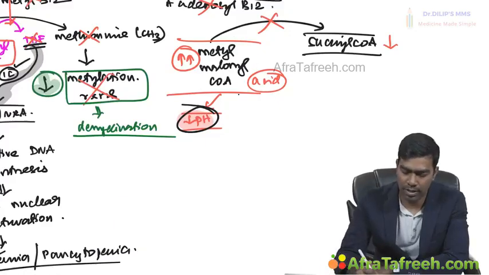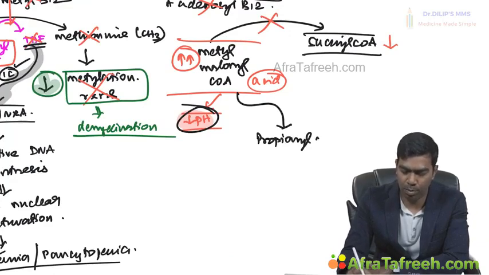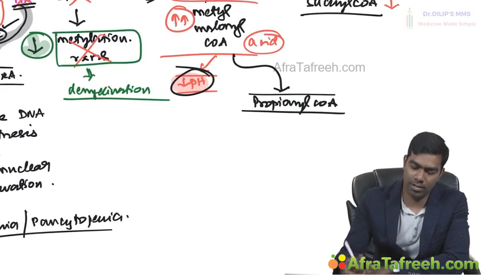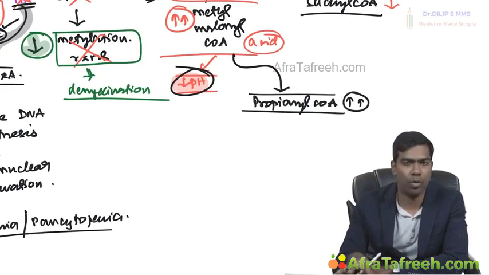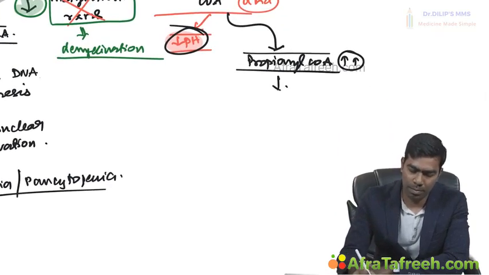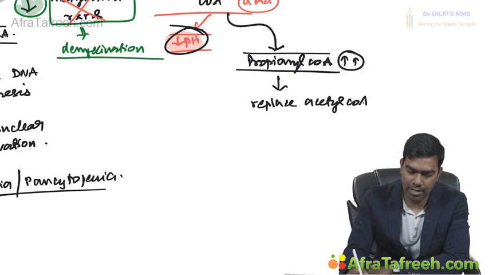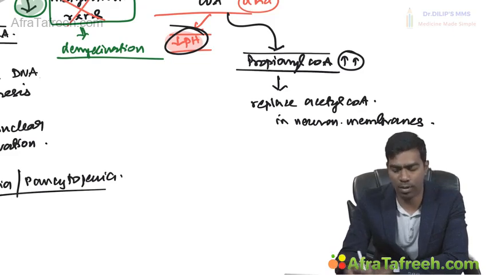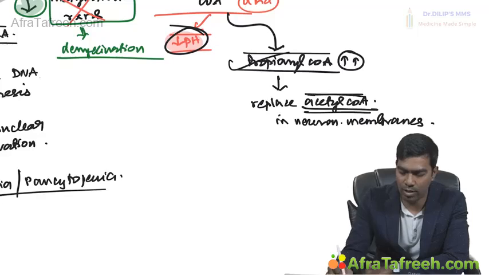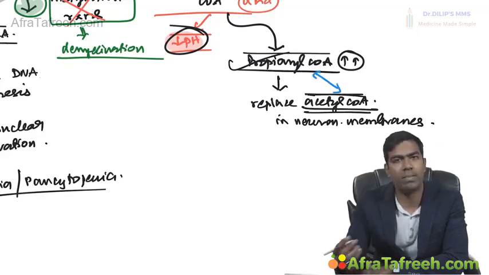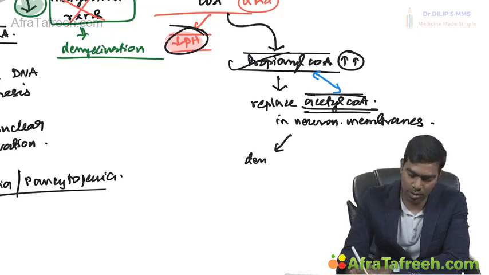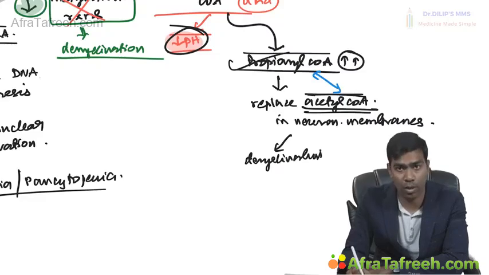But more importantly, this excessive methylmalonyl-CoA is shunted to produce something called propionyl-CoA. So what is the importance of this excessive propionyl-CoA formation? This propionyl-CoA will replace acetyl-CoA in the neuronal membranes, because neuronal membranes do contain acetyl-CoA. Once it replaces acetyl-CoA in the neuronal membranes, that is going to result in demyelination, one more reason for why you get demyelination.